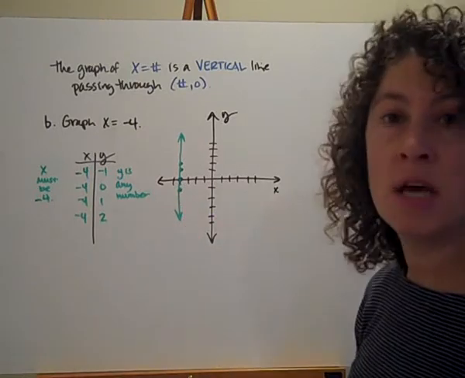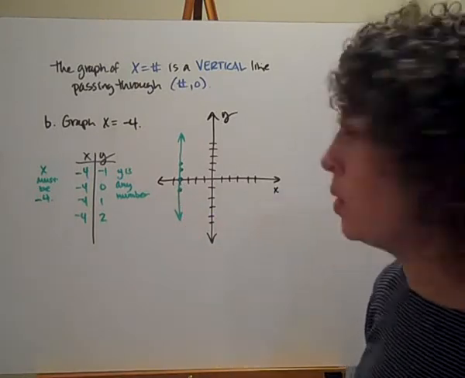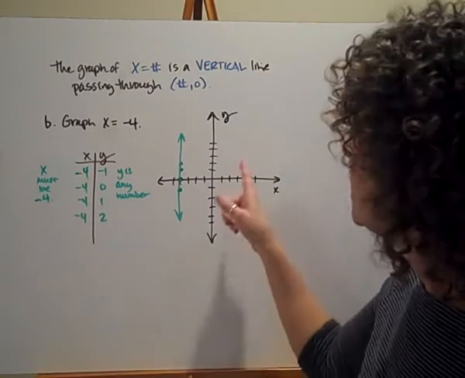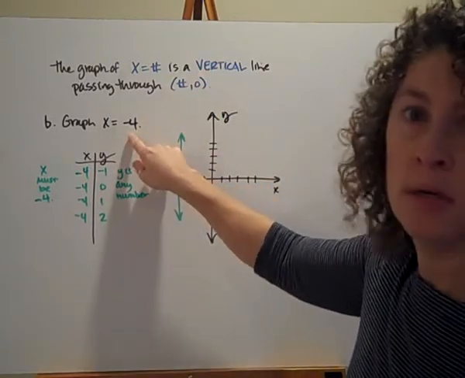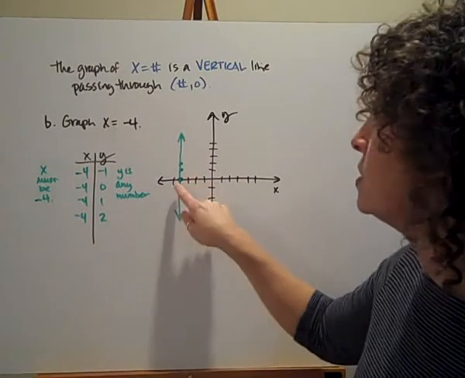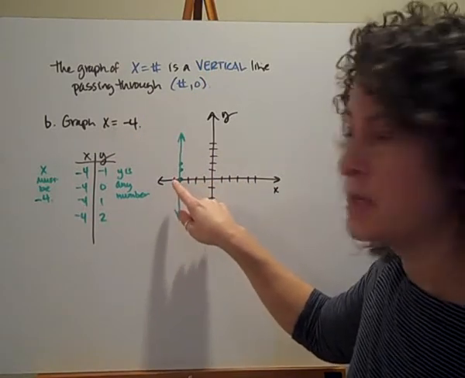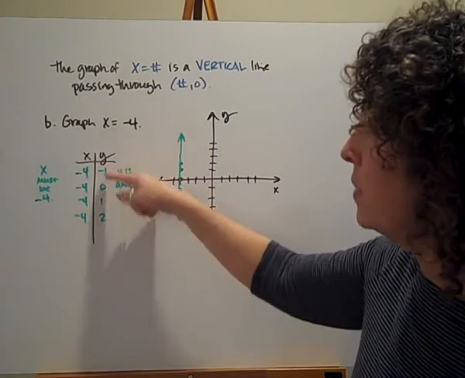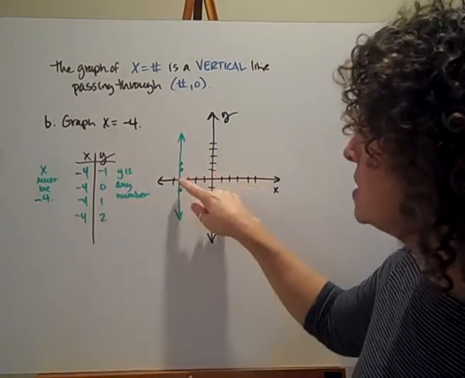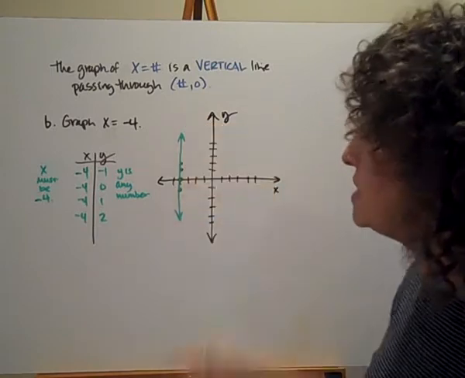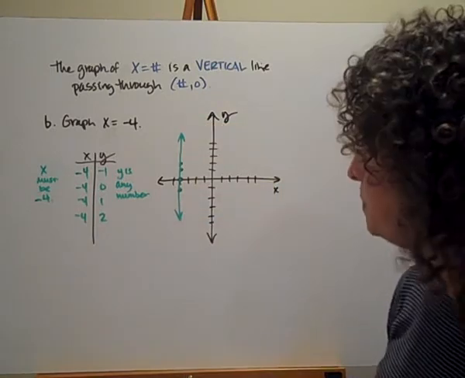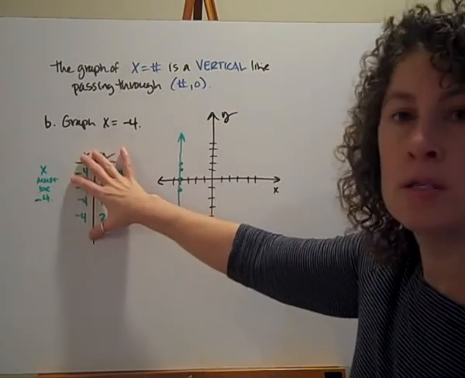Y, on the other hand, they didn't tell me anything about y, so I can do whatever I want with y. I just pick some numbers there. Then I'm going to go graph them. Remember that this line goes through whatever my number is, negative 4, 0. So negative 4, 0 is over here on my x-axis. There it is in my table. And then I plug in my other values, negative 4, negative 1, negative 4, 1, negative 4, 2, and I've seen that vertical line.